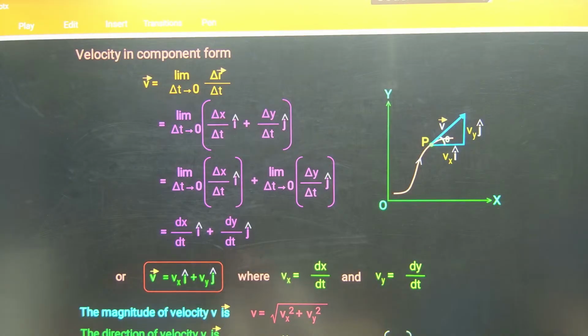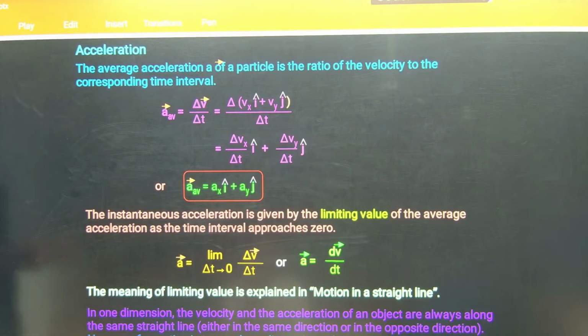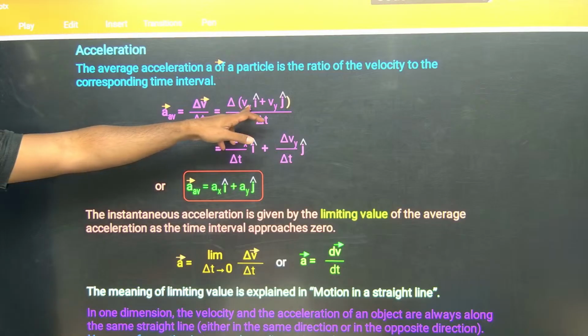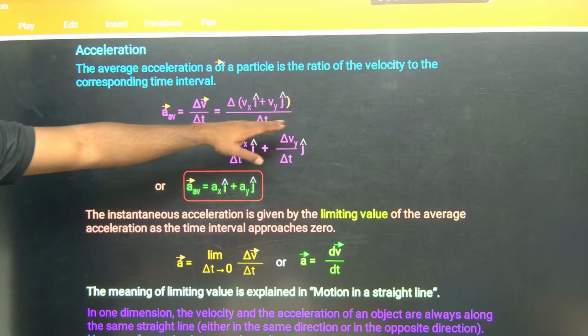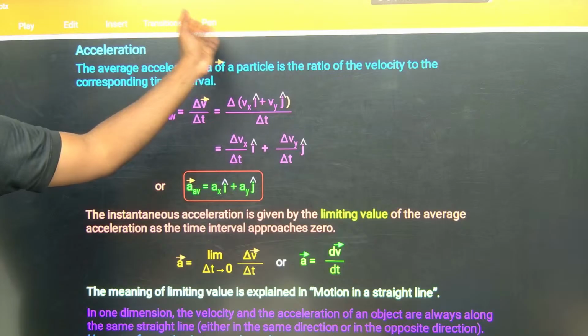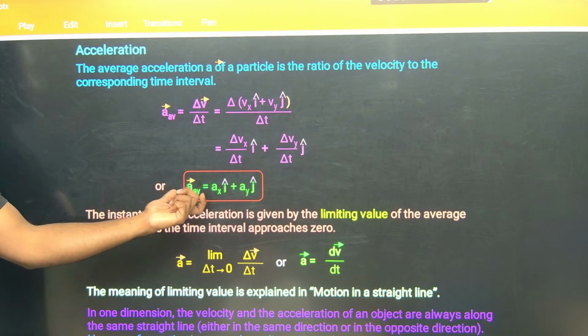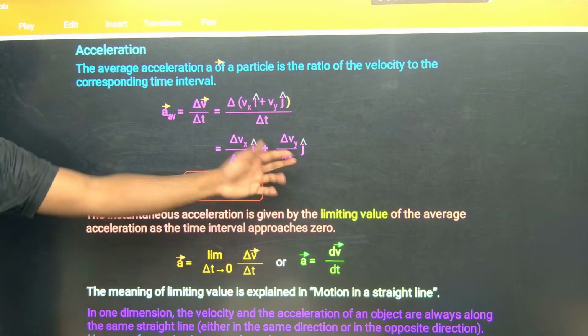If you have done, we'll go for the next one. So acceleration: the average acceleration A of a particle is the ratio of the change in velocity to the corresponding time interval. So delta V by delta T. So V is nothing but Vx i cap plus Vy j cap, and delta T is nothing but T dash minus T, final time minus initial time. So here also acceleration has been taken in terms of x axis and y axis.